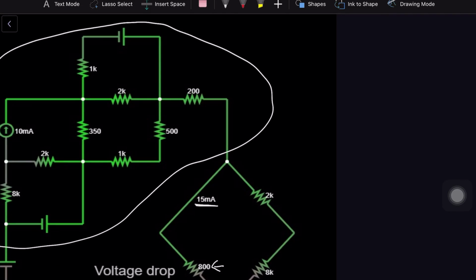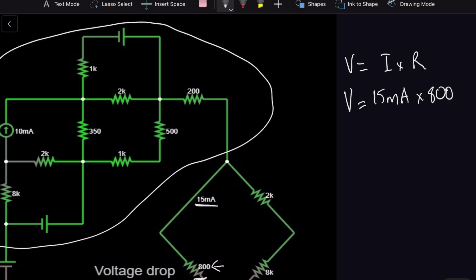So plugging the numbers into our equation, V is equal to I times R, where V is the voltage, I is the current, and R is the resistance, we have that the voltage drop across this resistor over here is equal to the 15 milliamperes running through that resistor times its 800 ohms of resistance.